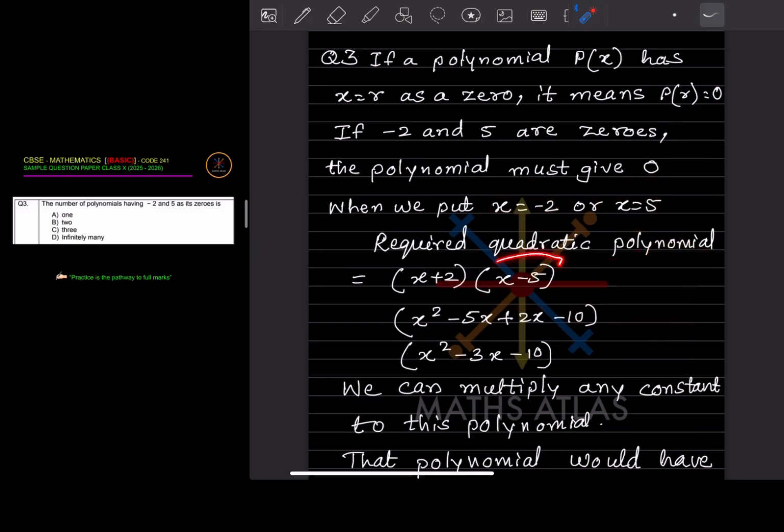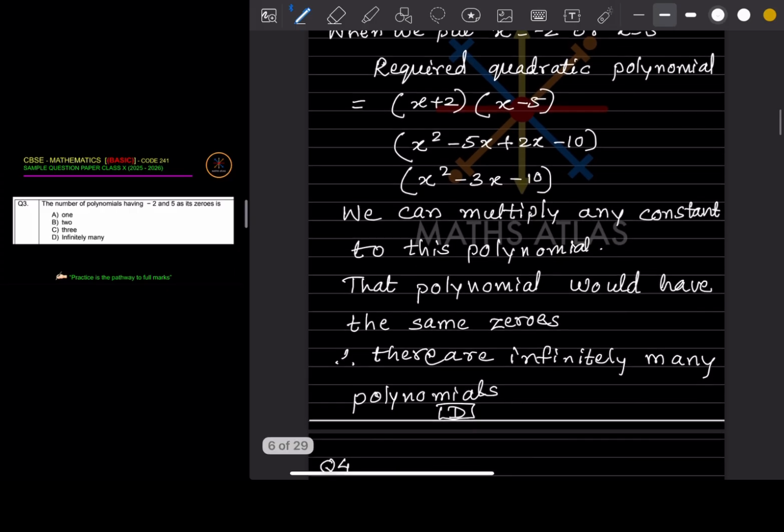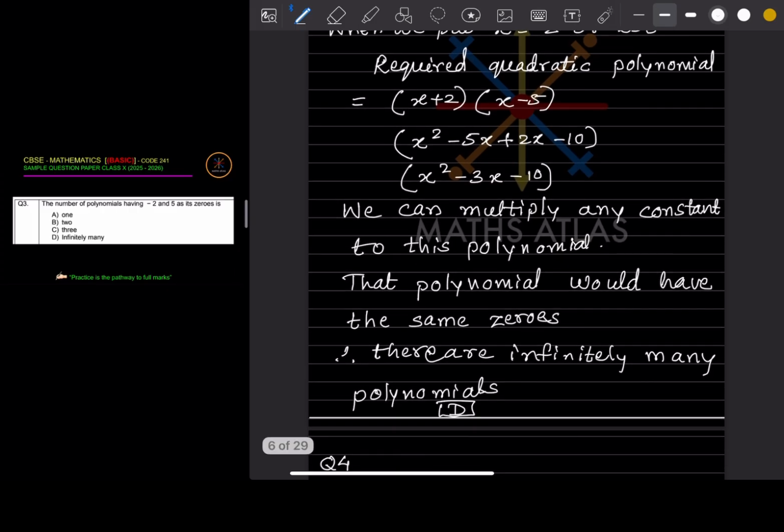So now when we multiply this, this is going to be x square minus 5x plus 2x and minus 10. When you solve this part, x square minus 5x plus 2x is minus 3x, minus 10. So we can multiply any constant to this polynomial, and that polynomial will have the same zeros. So there are infinitely many polynomials, which is the D option.